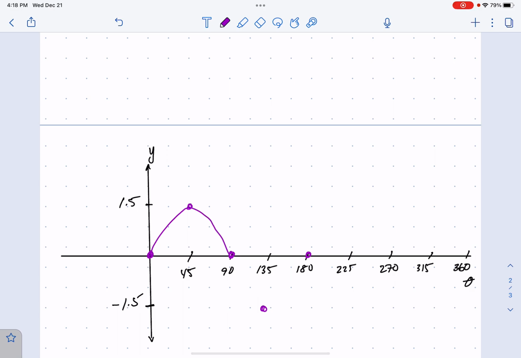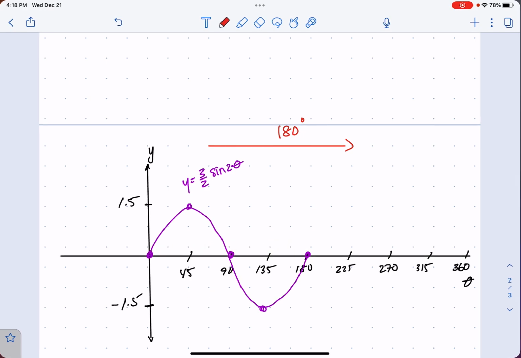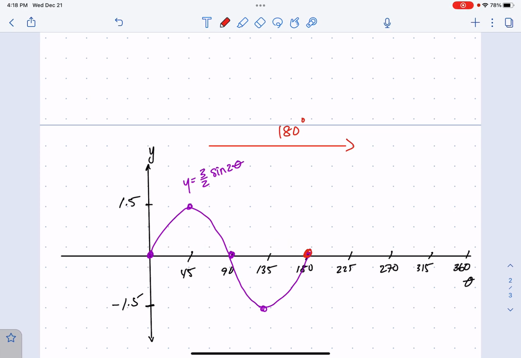And what I have here is y equals 3 over 2 sine 2 theta. But now I want to do the horizontal shift, so I want everything to move this way, 180 degrees. So I'm going to take this first point, I'm going to move 45, 90, 135, 180. So that point gets moved to here.